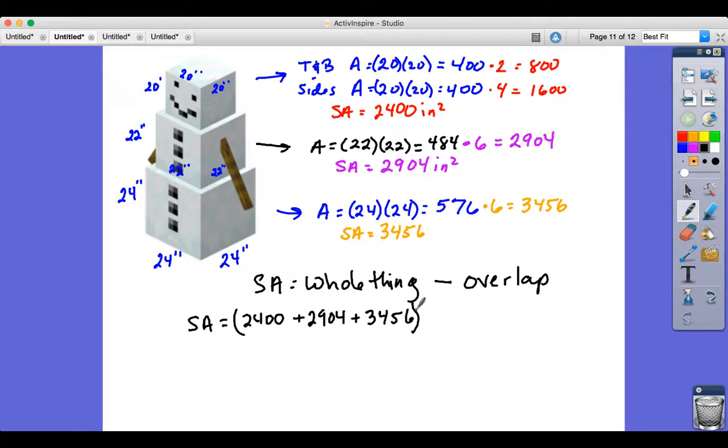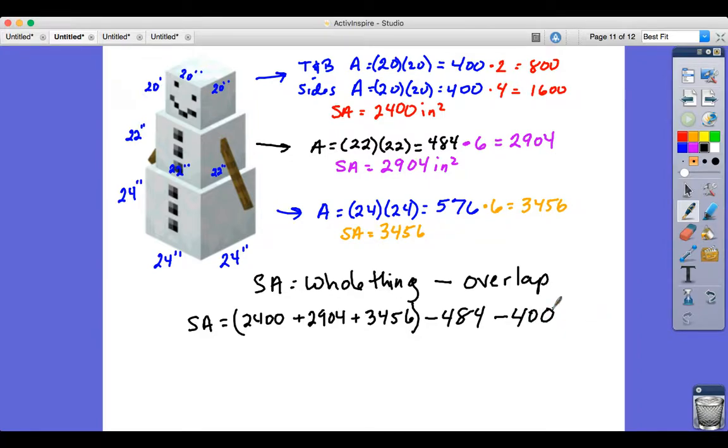Now, let's look and see what overlaps. So we have one piece that overlaps right here, and that just happens to be the size of one of these middle squares. So we're going to take away 484. That's one piece that overlaps. Another piece that overlaps is this, where the head connects, and that is one of these 400s. So we're going to take away 400 here.